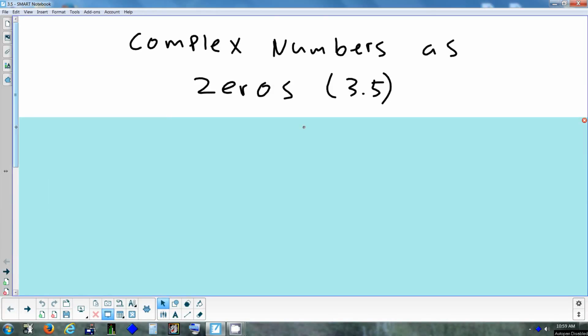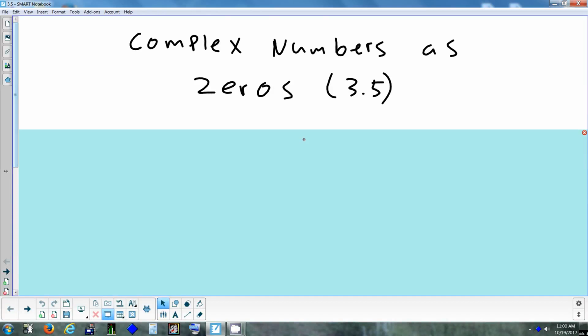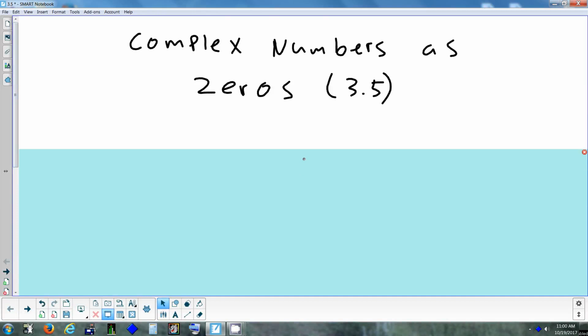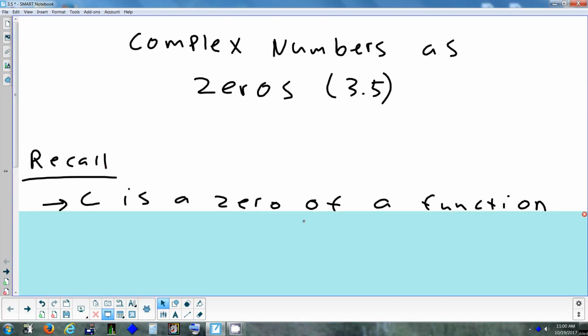All right, so last section we're going to look at this week is section 3.5. It's similar to what we did the past couple days. We're still going to look at synthetic division. We're still going to use rational root theorem, except sometimes you might get imaginary answers. So first thing what I'll do is just quickly review imaginary numbers just to make sure we're good with that.